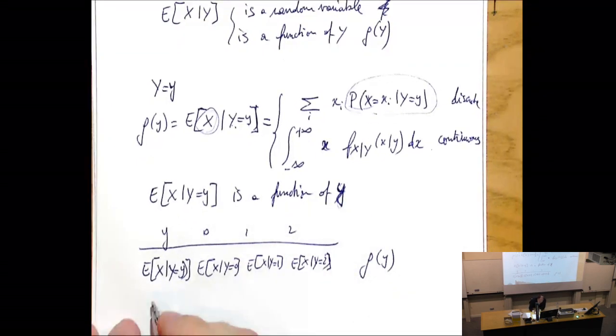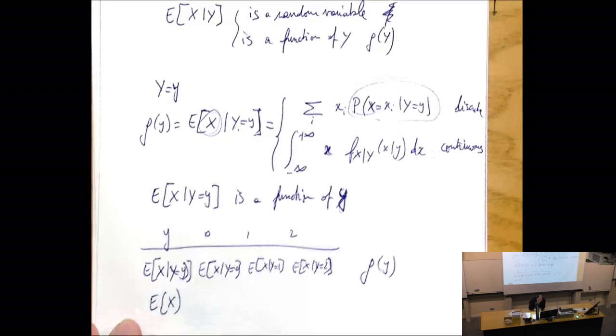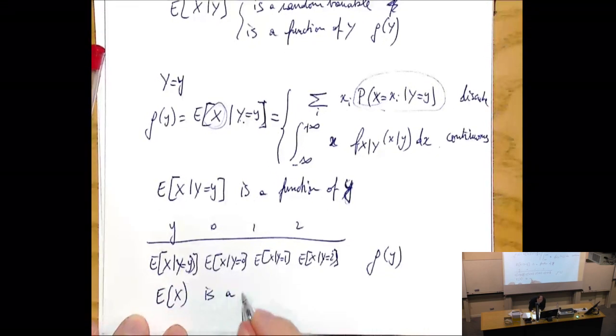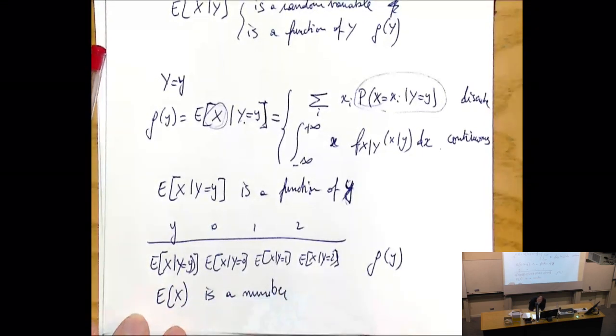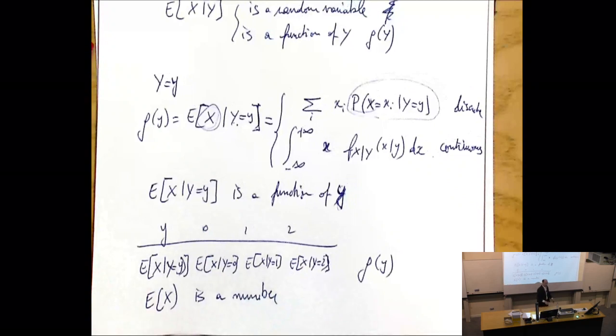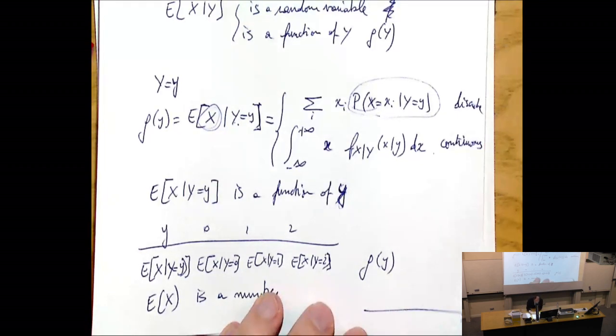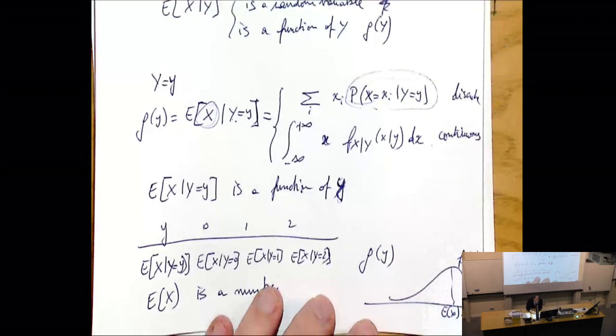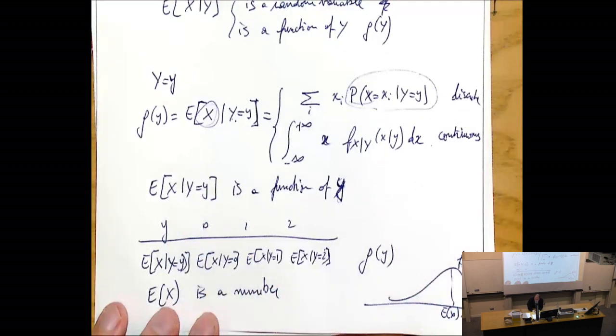This is different from E of X. E of X is just a number. You compute the expectation of random variable X, and what you get is a number, the mean of that distribution. You have X, you have the distribution of X, and E of X is just a number. Here, this is not a number, it's a function of y. So it's a function of y, and it is still a random variable. Okay, so this is very, very important.